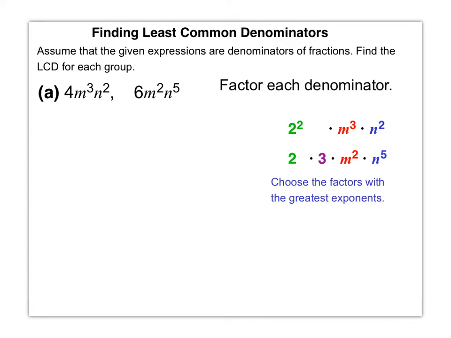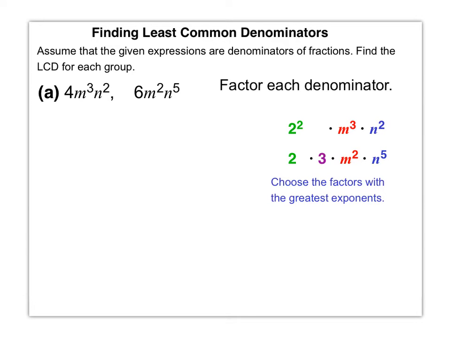Now there will be cases where you're adding rational expressions without common denominators, so you would have to first find the least common denominator. In the next examples, we'll be looking at each denominator on its own and finding the greatest common factor. For this example, we have 4m cubed n squared. That's the first expression, given that that is a denominator, and 6m squared n to the 5th is also a denominator of fractions. We want to find the least common denominator for each group.